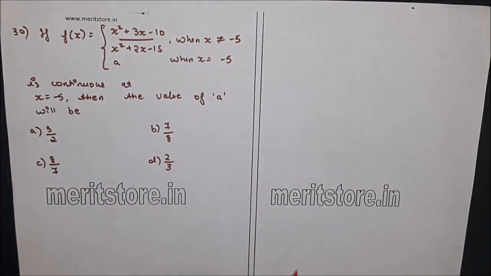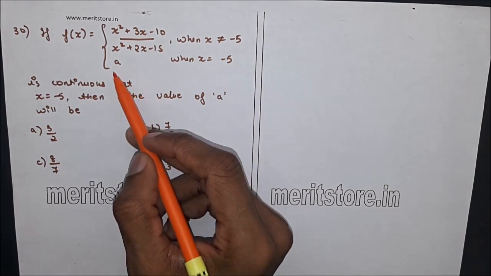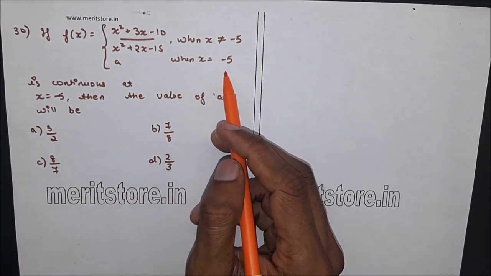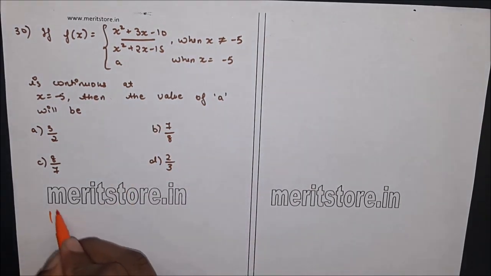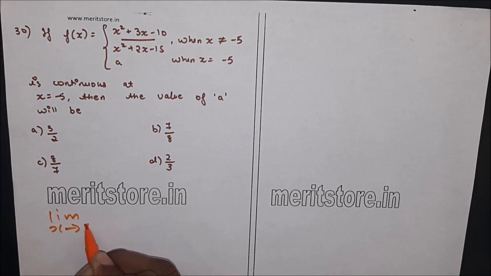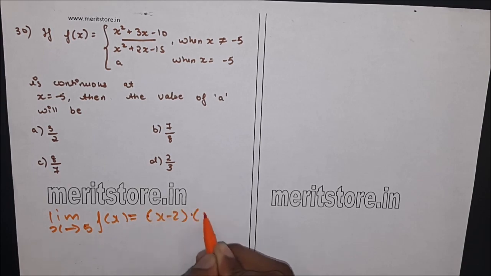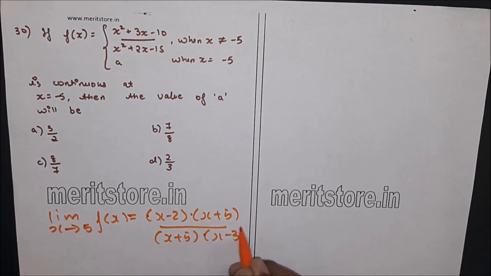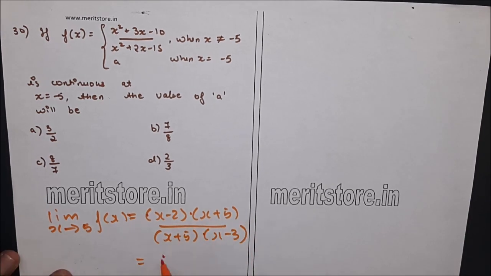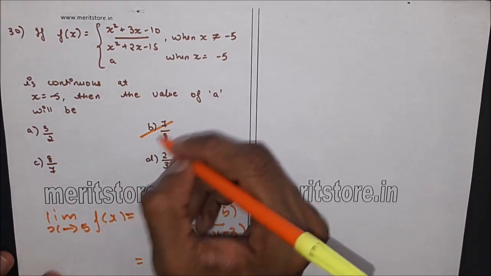Question 30. If f of x is equal to x square plus 3x minus 10 upon x square plus 2x minus 50 when x is not equal to minus 5, and a when x is equal to minus 5, is continuous at x is equal to minus 5, then the value of a will be, we're given four options. So the limit as x approaches 5 for f of x is equal to x minus 2 into x plus 5 upon x plus 5 upon x minus 3, which, when we solve this, we get minus 7 upon minus 8, which is equal to 7 by 8. Therefore, option B is the correct answer.